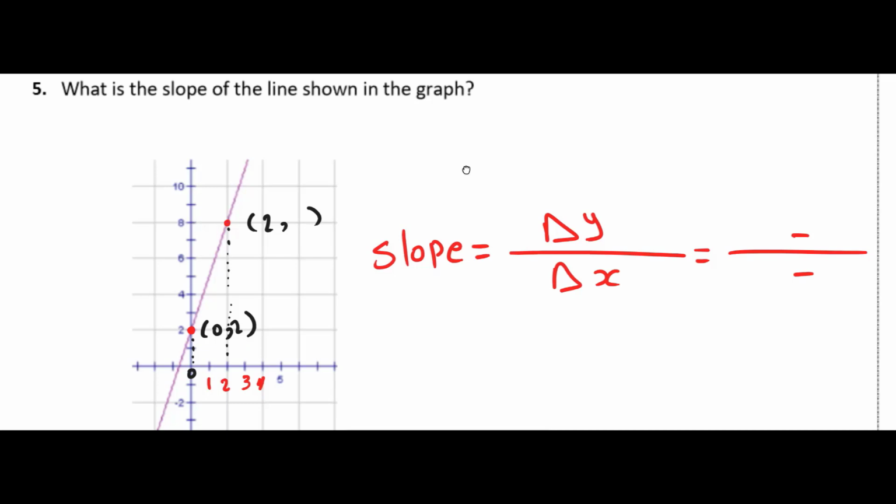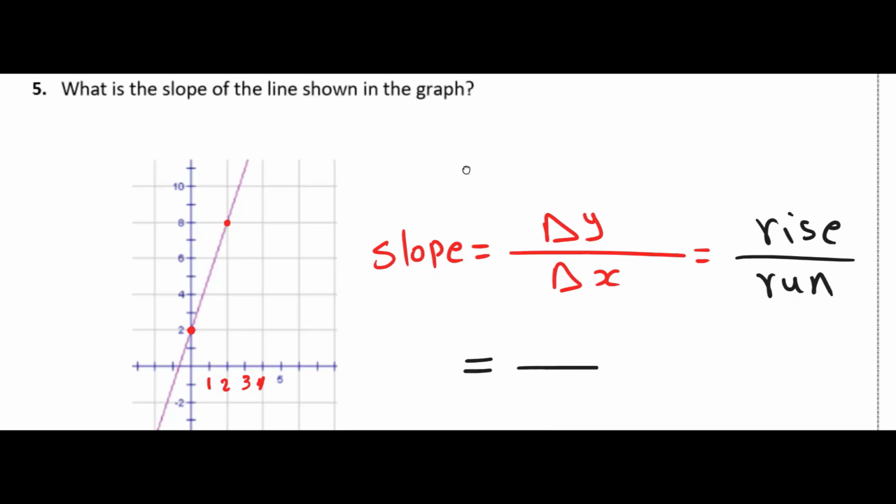You can use also another way here. Look, rise and run. How many rise here from this point to this point? You go up here. Okay, calculate. Here is 8, here is 2. 8 minus 2, it will be 6. Then we rise 6. Run, you move from here to here. This is a run. Between 0 till 2. Then run here will be 2. 6 over 2 will be 3.